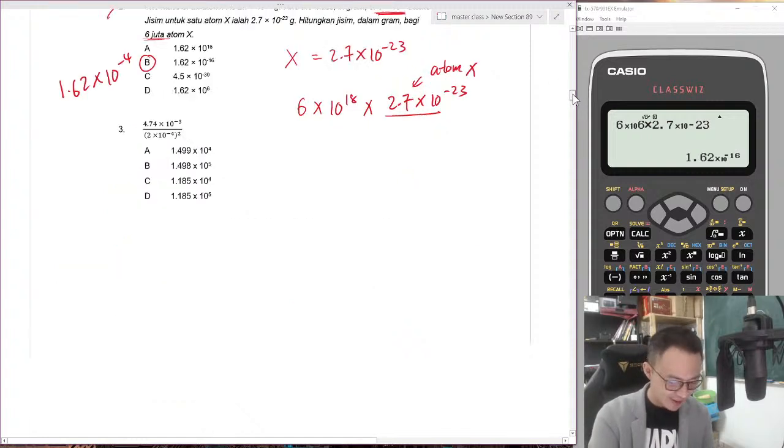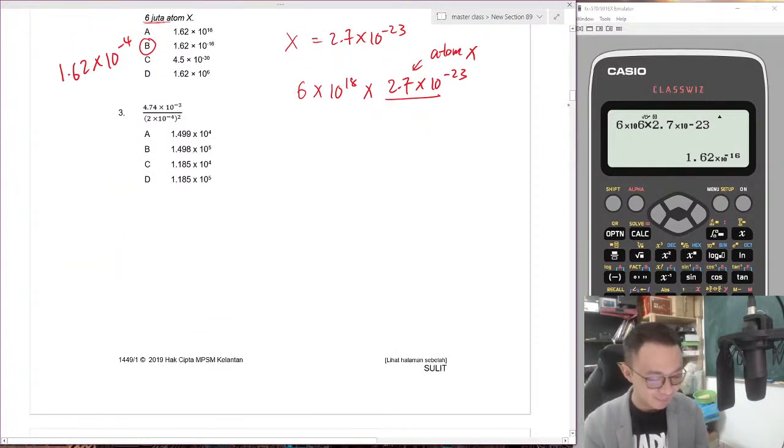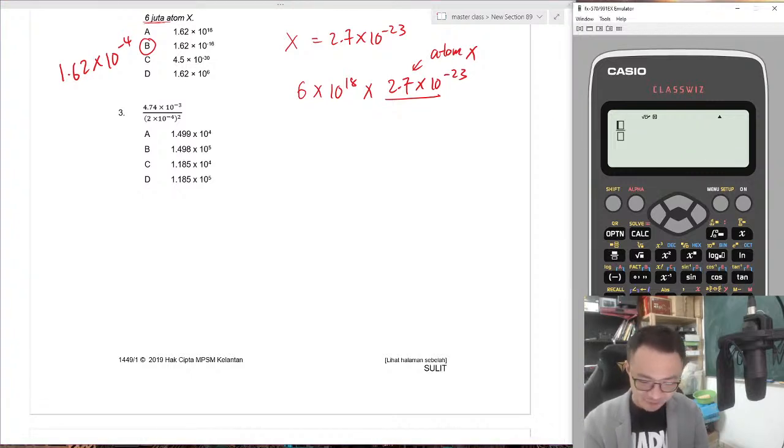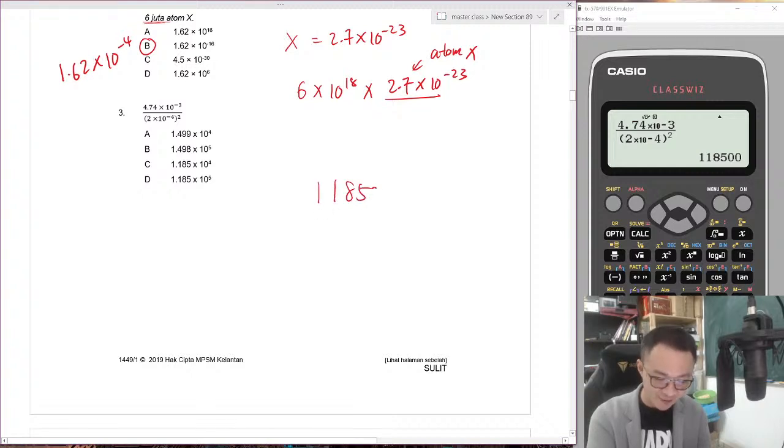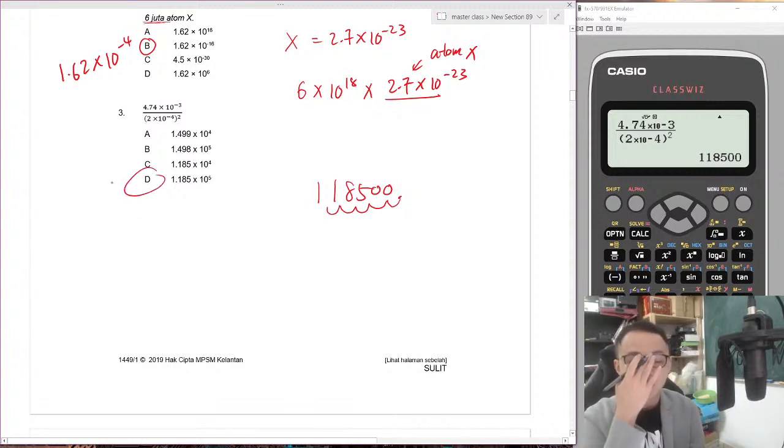Number 3, you just type everything in your calculator. Put a fraction: 4.74 multiplied by 10 to the power of negative 3, and then the denominator is a bracket of 2 multiplied by 10 to the power of negative 4, and then square it. Just type everything here and I get this answer, then I change it into standard form. The digits are 1,1,1,8,5,0,0 and the decimal is here: 1, 2, 3, 4, 5. So it should be power of 5. It's quite straightforward for this one.